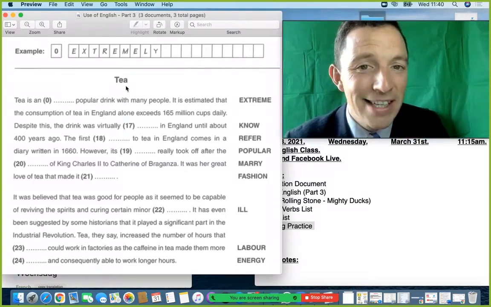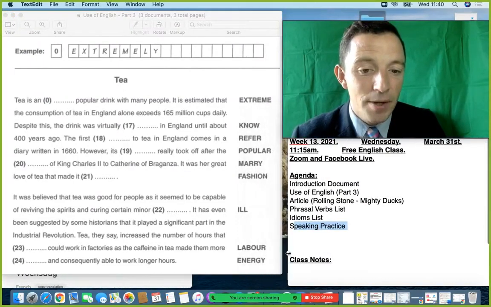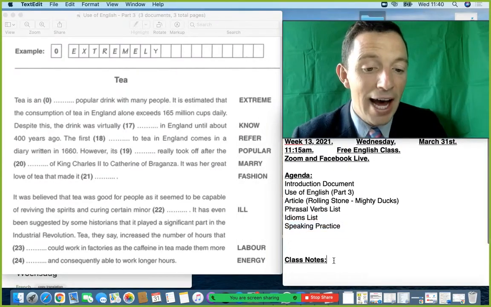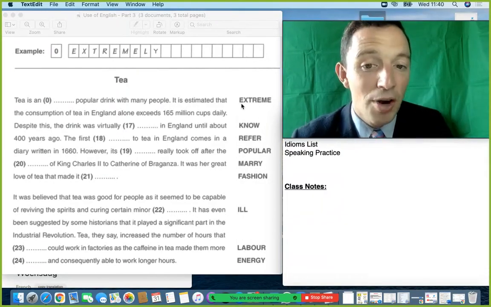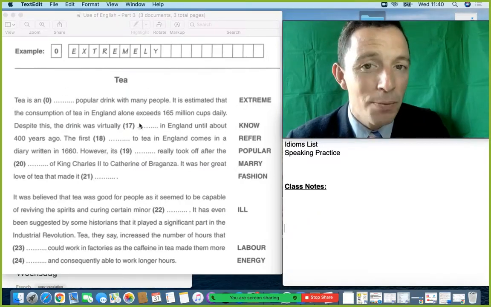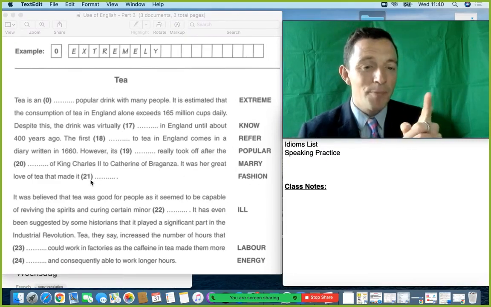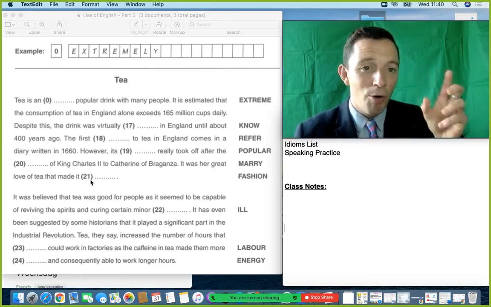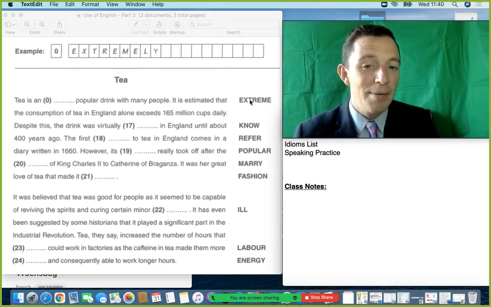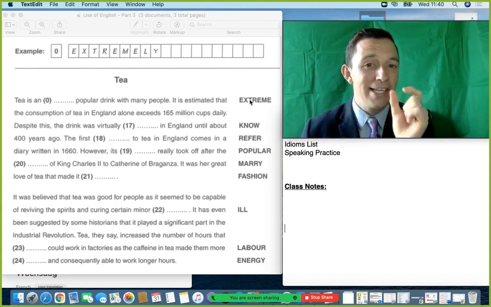So we have one article, the topic is tea, and your job is to read the text. On the right, we are given one word, for example, extreme for number 0, no for number 17, refer to number 18, popular for number 19, marry in relation to 20, fashion in relation to 21, etc. But your job is to change the form of the word. So this word extreme is an adjective, the extreme heat, the extreme temperature.